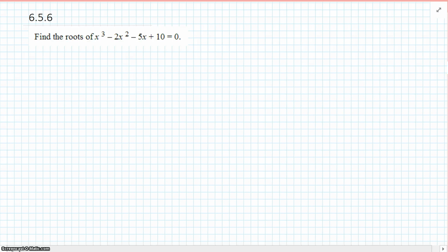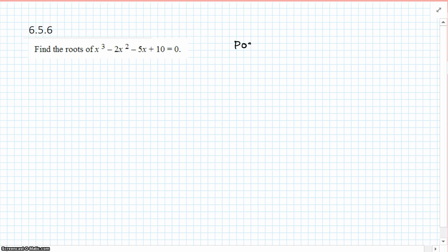So continuing 6.5. Find the roots of x cubed minus 2x squared minus 5x plus 10. So first thing, let's find all the possible roots.